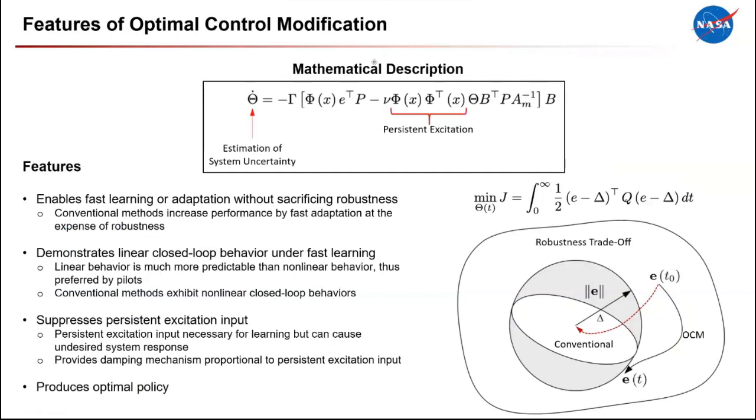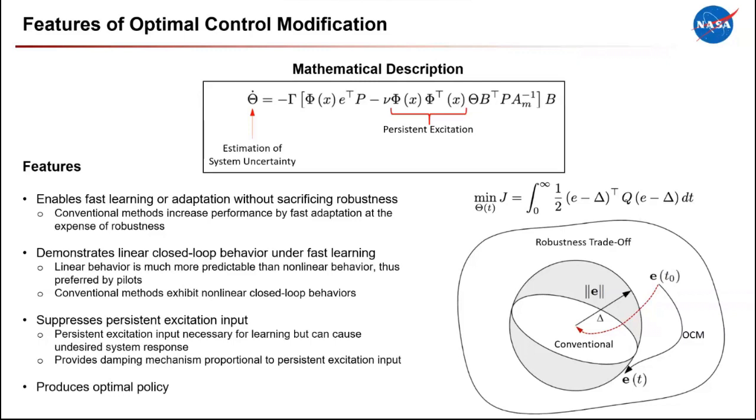So what are the features of the optimal control modification? Adaptive control really boils down to a mathematical process. It is described by a mathematical relationship, given by that particular equation there. That equation allows the controller to estimate the system uncertainty and then feed it back into the closed loop control to cancel out the uncertainty, thereby eliminating the disturbance due to the uncertainty.